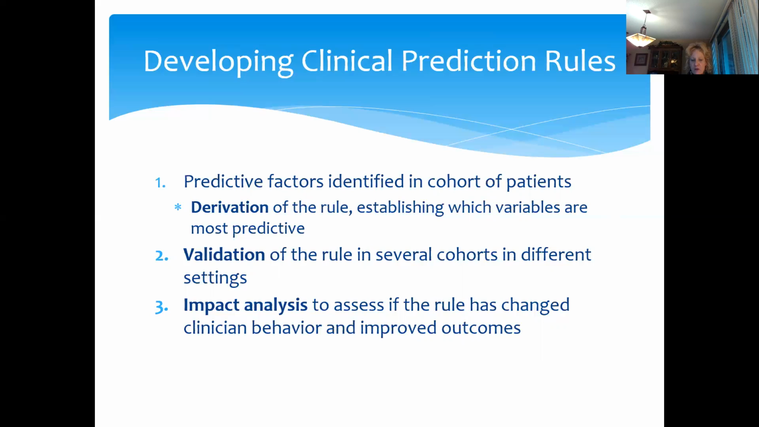Let's use the colon cancer example. We know that it's most likely to occur in people over 50. That's why we're suggesting colonoscopies then. And then validating the rules in several cohorts. So is that true for Hispanic populations and African American populations and Caucasian populations, or is that just true in my narrow population that I started with? So you want to validate the rules.